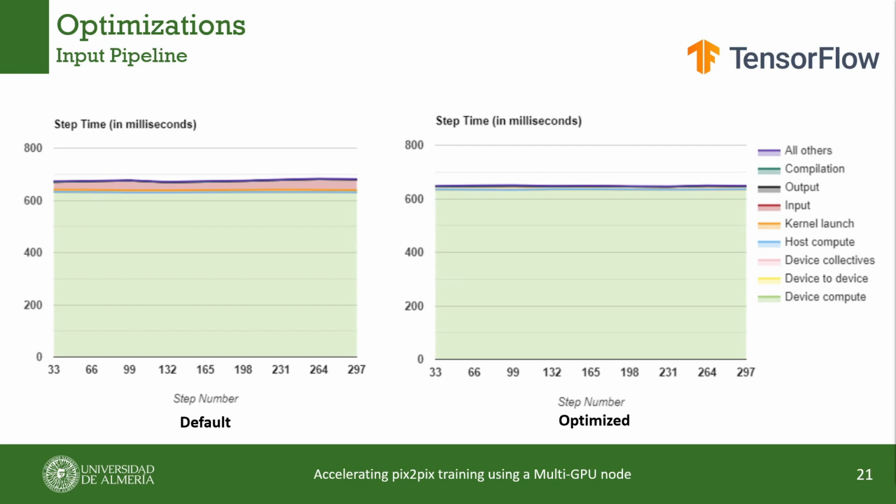Using the TensorFlow profiler, the time spent on the input pipeline can be appreciated. In the left image, the default configuration is shown. We can appreciate approximately 30 milliseconds are spent in the input pipeline, in pink color. While in the optimized configuration, no time is appreciated. Therefore, the GPU doesn't have to wait for the CPU to load images, accelerating the training process.